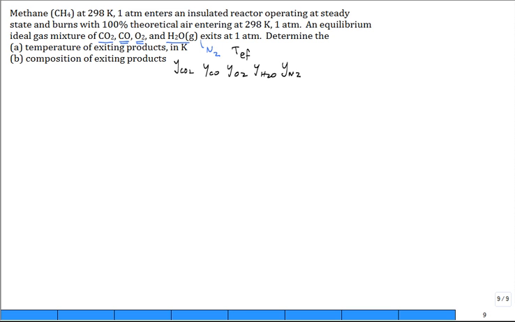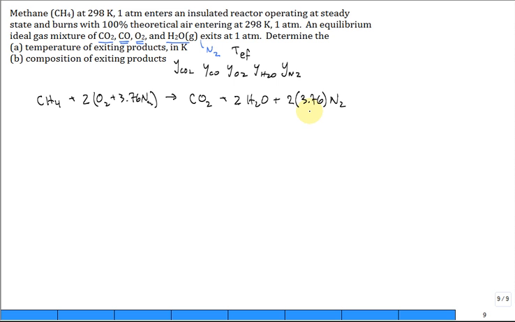How do we approach this problem? Start off with 100% theoretical air combusting with methane. So CH4 with our O2 plus 3.76 N2. And it goes to, and just do it for complete combustion. So it goes to CO2 plus H2O with a 2 there, plus, and then we come back with a 2 here, and we'll have 2 times 3.76 N2.